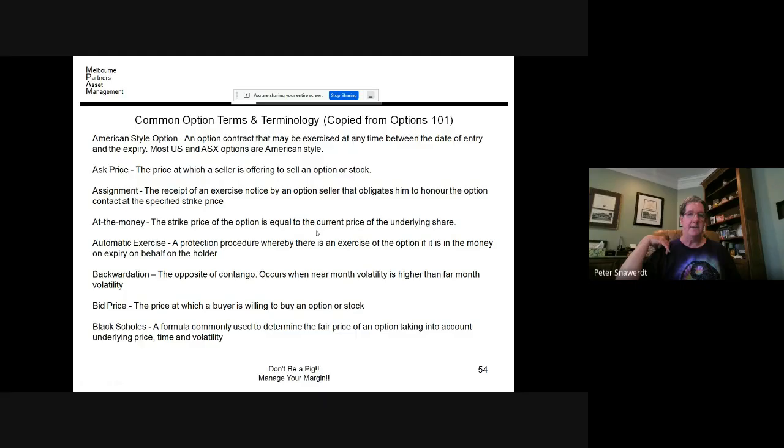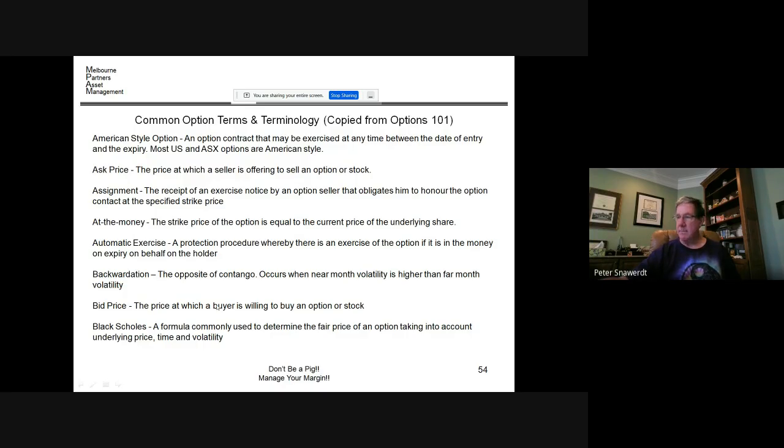Automatic exercise is an option that the long holder has. You can choose. I didn't go into that on my screen before, but there's a way to have it automatically exercise if the option is in the money on expiry on behalf of the long option holder.